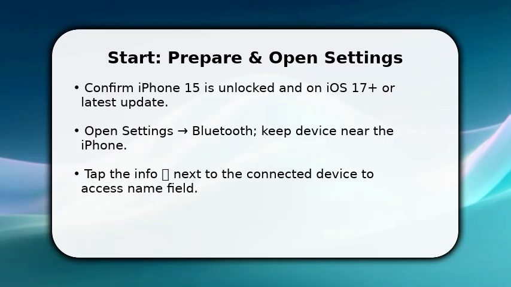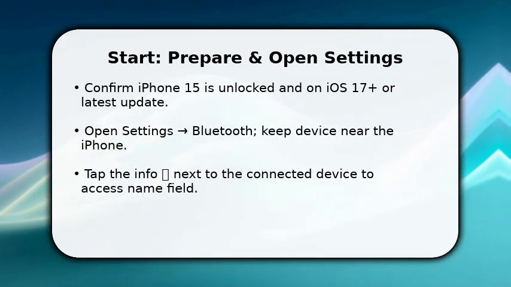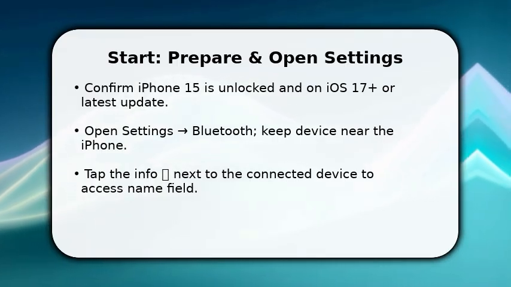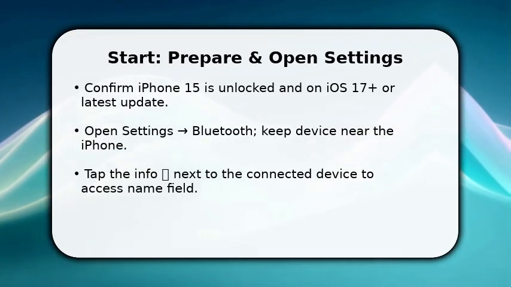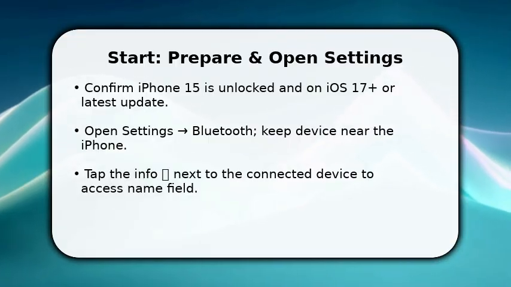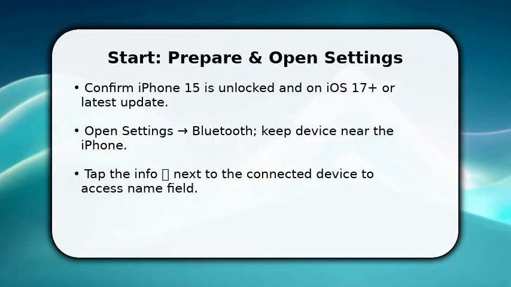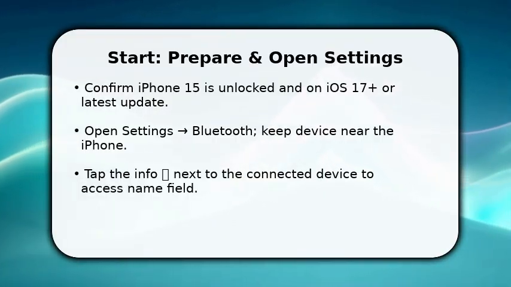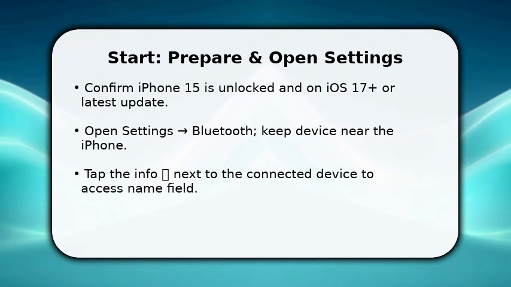You start by making sure your iPhone 15 is updated and unlocked. This prevents settings differences. Next, open Settings and tap Bluetooth so you can see paired and nearby devices. You want the device visible and connected or listed. This ensures the name field appears. Once done, tap the info icon next to the device you want to rename. That brings up details including the current name. This is the first actionable step because it exposes the editable name field immediately.